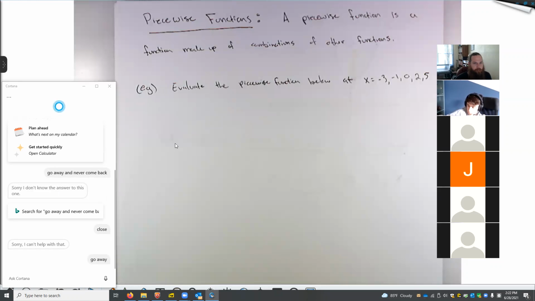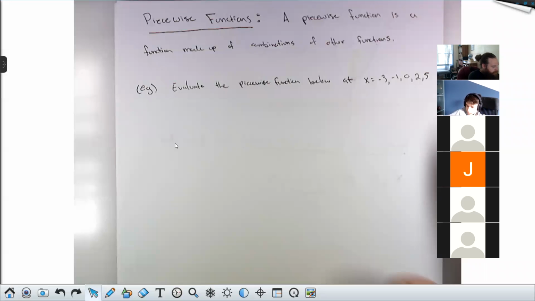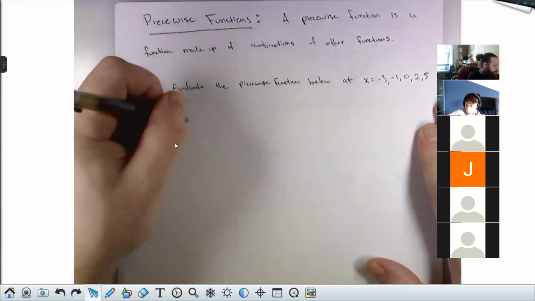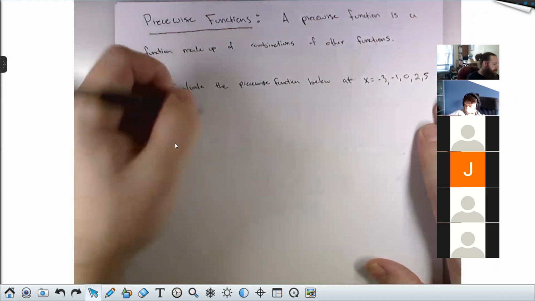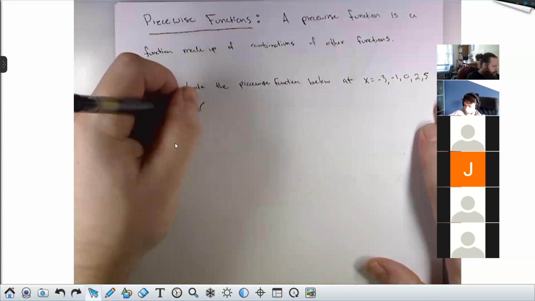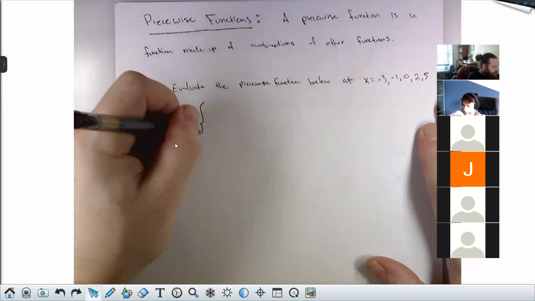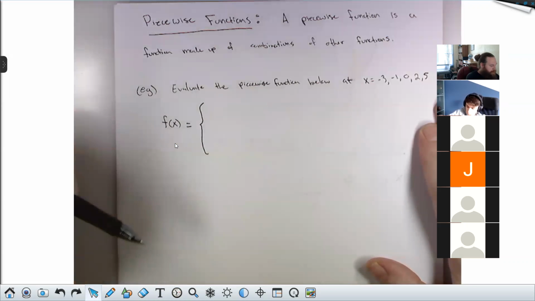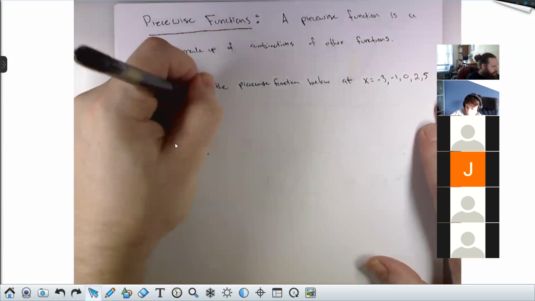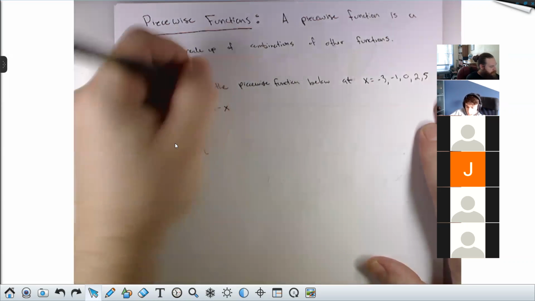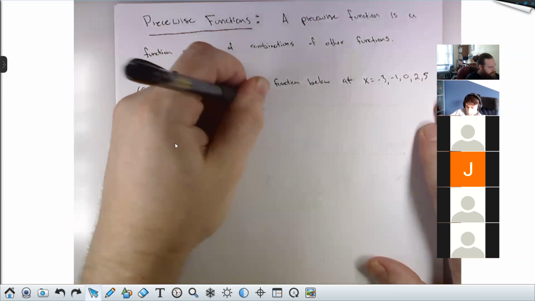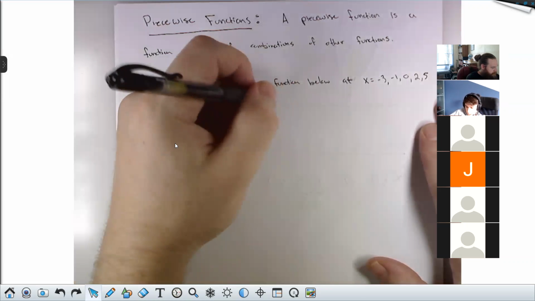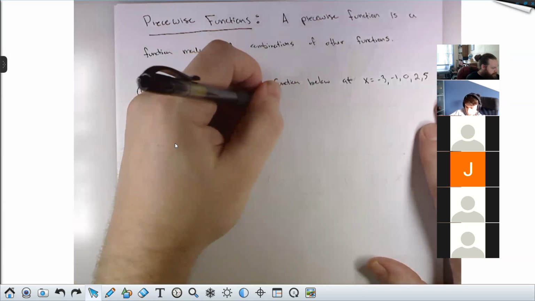Oh, sorry about that. All right. So here comes our piecewise function. Again, I'll call it f of x. This is the notation. We use a curly brace. We say f of x is equal to curly brace. Let's say if x is less than -2.